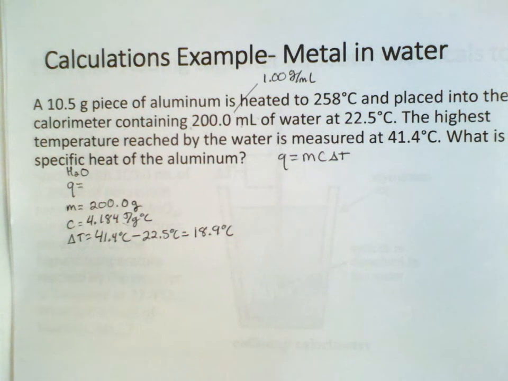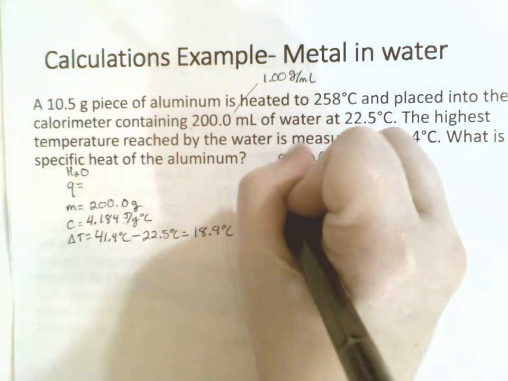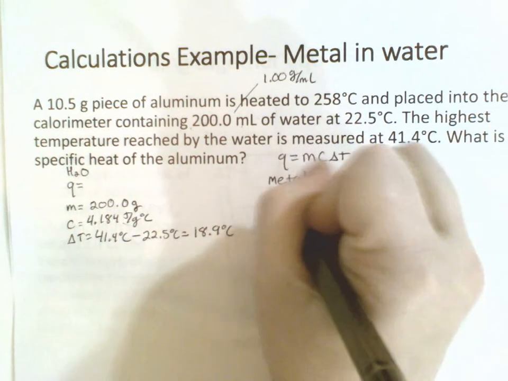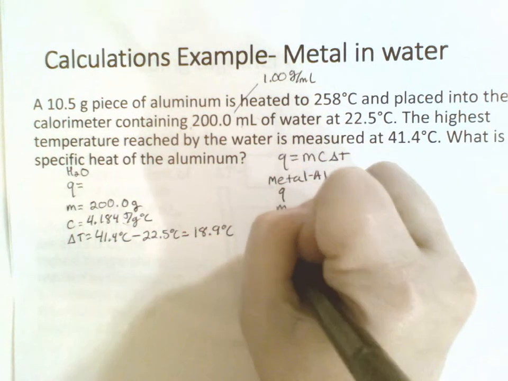So we have a significant amount of information about our water right now, but let's check out what we have for our metal, which is aluminum. So Q, m, c, and delta T.